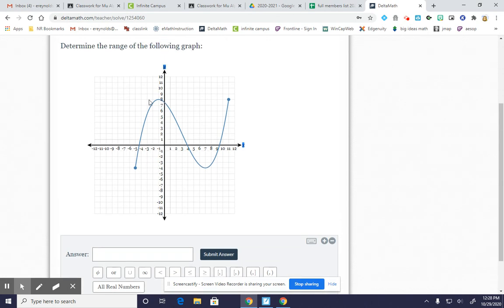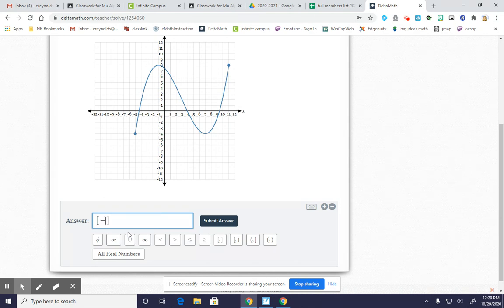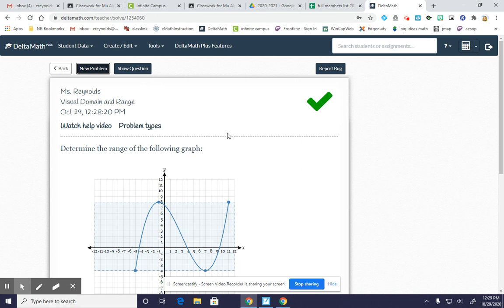What's the highest y value? +8, okay? These are closed circles, so it's going to be using the squared off brackets. So we go from -4 to +8. -4, comma, 8, squared off brackets. Okay, we use this one right here. Okay, let's do one more.